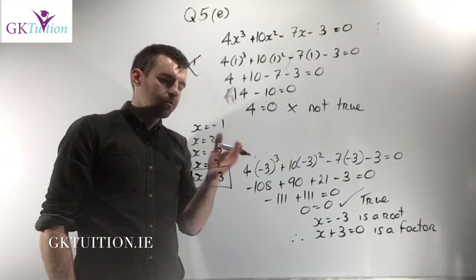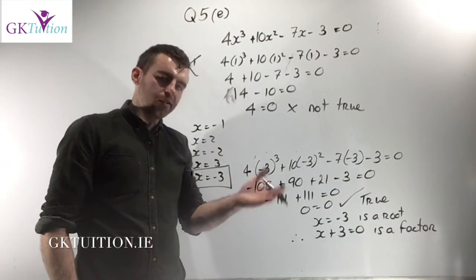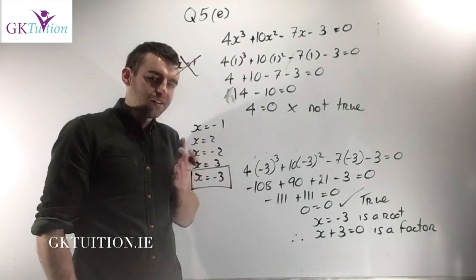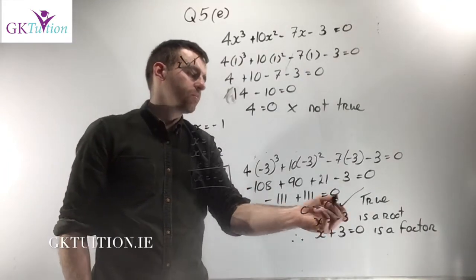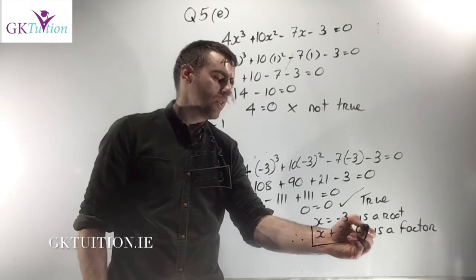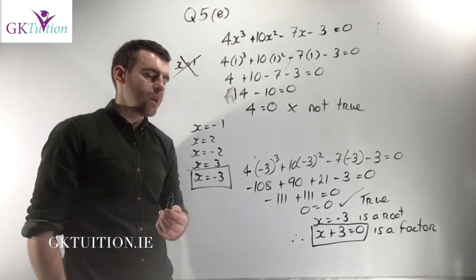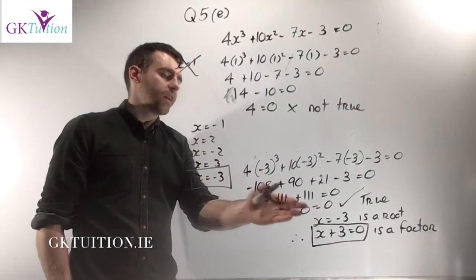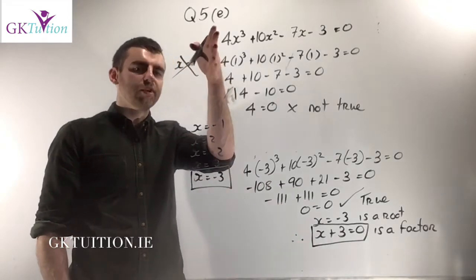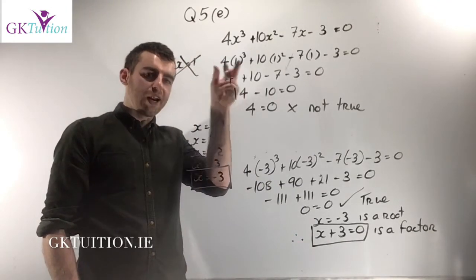If you know that x equals minus 3 is a root, you can convert that to a factor by adding 3 to both sides. If x equals minus 3 is a root, then x plus 3 equals 0 is one of the factors. And if you know one of the factors, I can now divide x plus 3 into the original cubic, and I'll get a quadratic on the top.